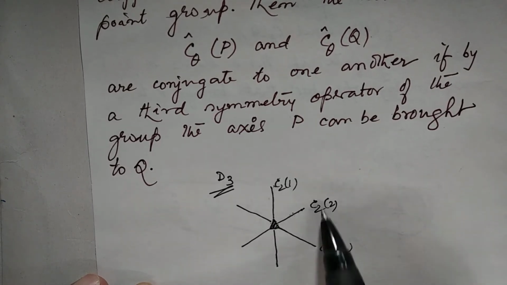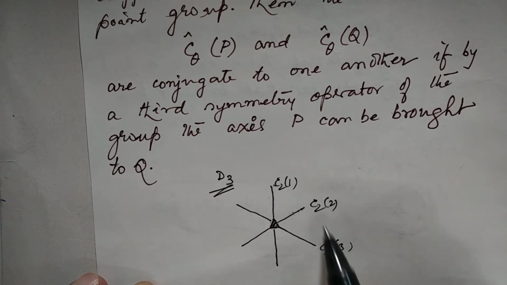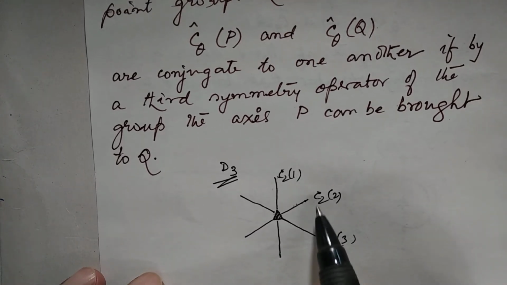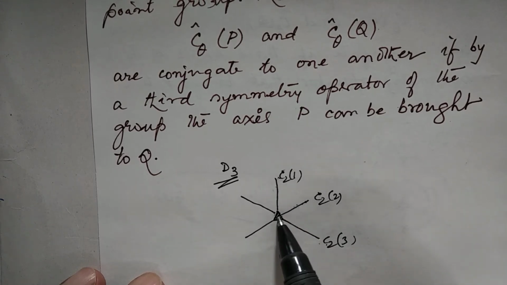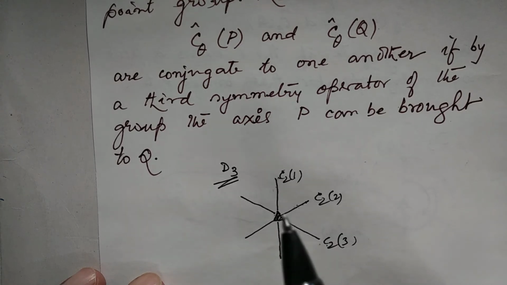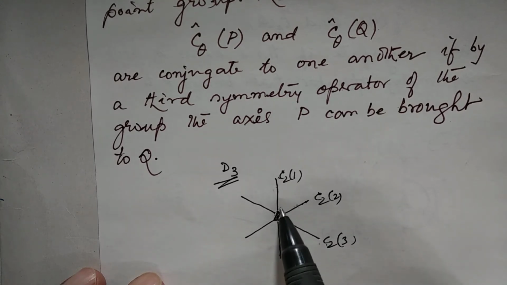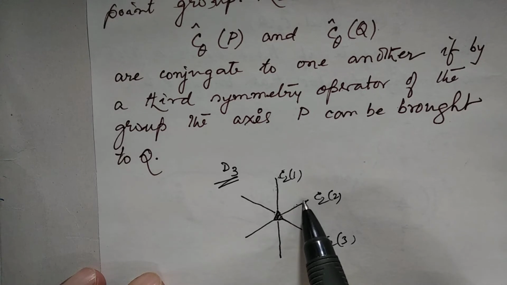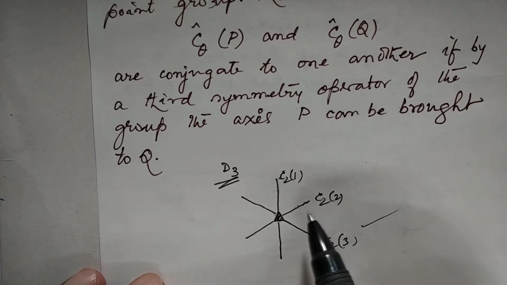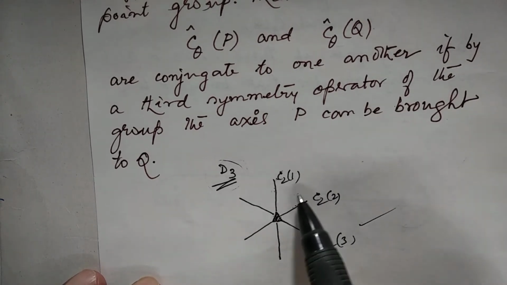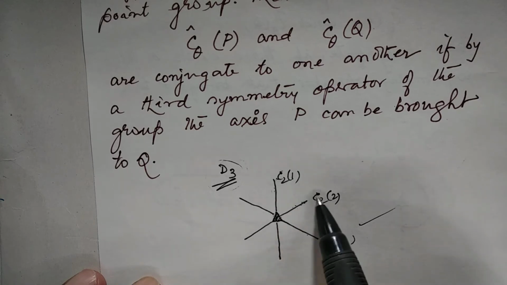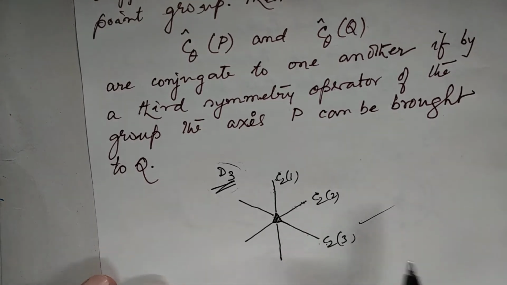Similarly, these two 180-degree rotations will again be conjugate to one another. In fact, all these three are in the same conjugate class because of the presence of the C3 axis. The C3 axis makes this coincide with this and this axis coincide with this. So in the point group D3, we have one conjugate class in which there are three twofold rotations.